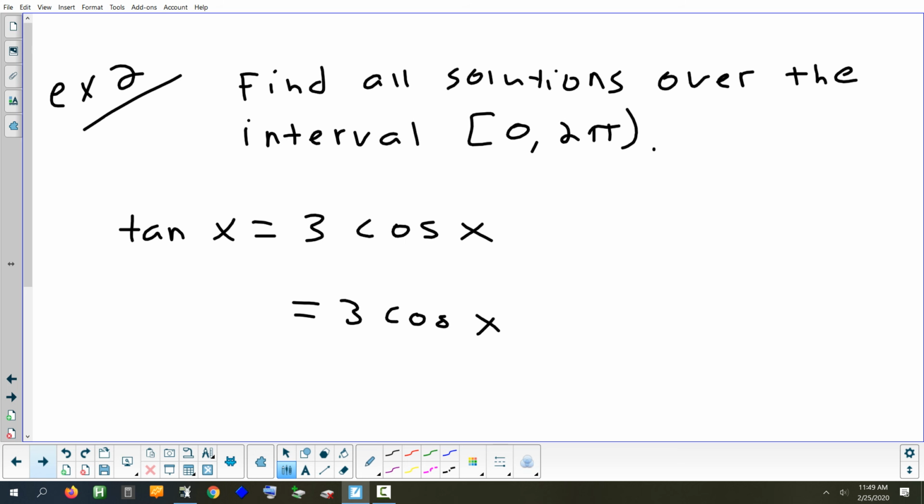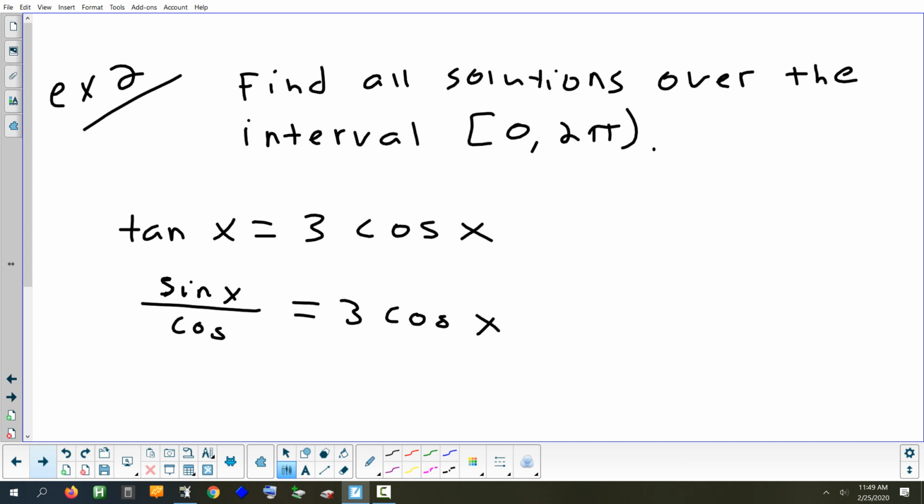And I mentioned this yesterday when we did the sum and difference identities. I said if you really didn't want to memorize the tangent one, you could just do it this way. You don't really need the tangent one. Sine over cosine? Sine over cosine, exactly.